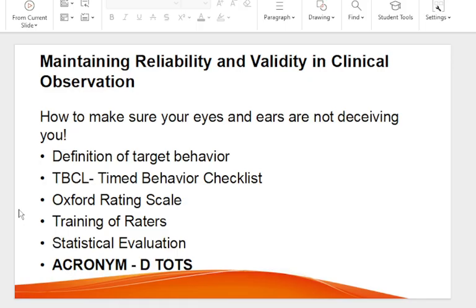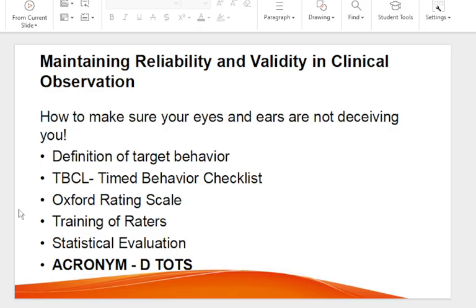Now, the Oxford Rating Scale is also another pencil and paper device for recording behaviors, but this one, rather than taking a checklist, has specific behaviors it records, like eye contact, quality of voice, facial expression, movements of parts of the body, and other overt external behavior. So it has a rating scale it uses to define these things.